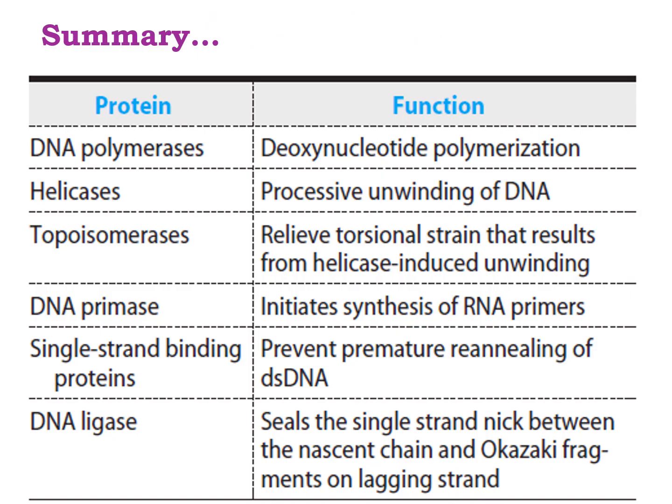This is a summary of DNA replication and the different proteins as well as their functions in DNA replication. For example, polymerase, or DNA polymerase, can be used for deoxynucleotide polymerization. Helicase can be used for unwinding of DNA. Topoisomerase can be used to relieve torsional strain that results from helicase-induced unwinding of the DNA. Primase can be used to initiate the synthesis of RNA primer. DNA ligase can be used for sealing the single-strand nick between the nascent chains of Okazaki fragments, or the lagging strand. And the single-strand binding protein can prevent the premature annealing of what? Double-stranded DNA.